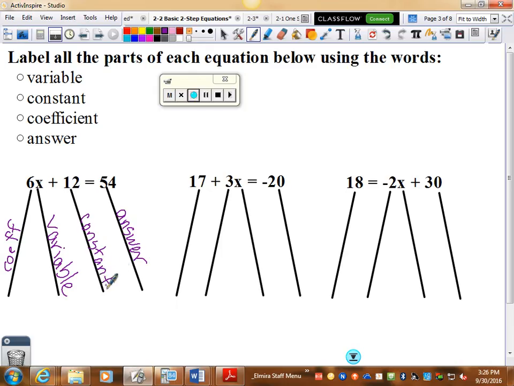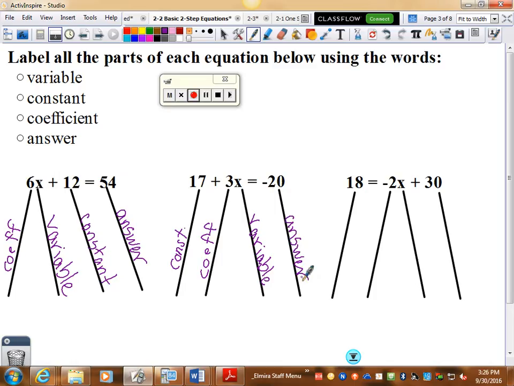All right, next one. Here we go again. Let's go in order. 17, let's see, it's not next to the equal. It doesn't have a variable. That's a constant. 3, okay, 3 does have the variable next to it. That's the coefficient. X, that letter, that's the variable. And negative 20 is our answer.